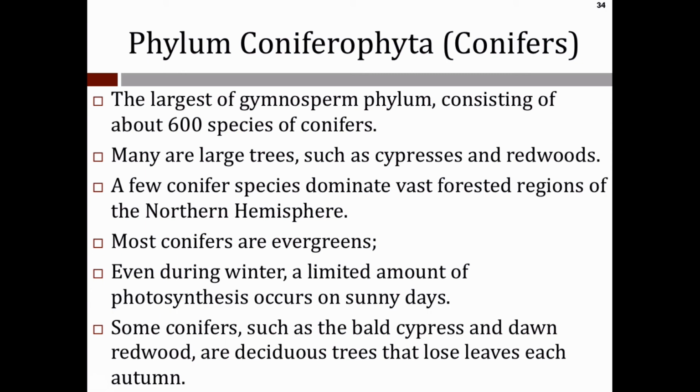Most conifers are evergreen, meaning that even in winter, sometimes known as the dead of winter, they go through the process of photosynthesis, even with those needle-like leaves. Some conifers, such as the bald cypress and the redwood called the dawn redwood, are deciduous trees, i.e., they lose their leaves. And of course, they come back thereafter.